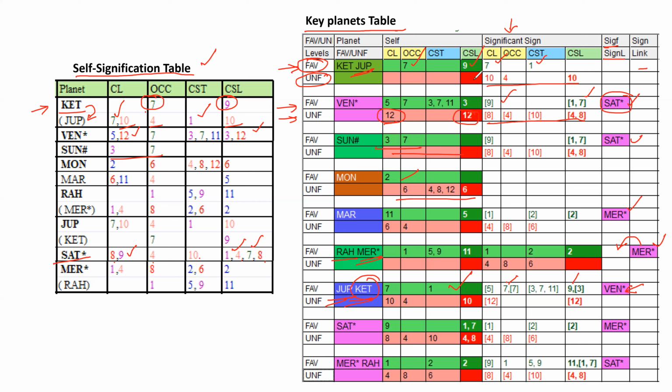So now we have to look at an example of how the houses are signified in the EPS table, how the houses are being shown in the house grouping table. Let us check now.